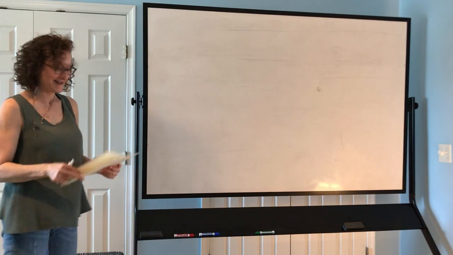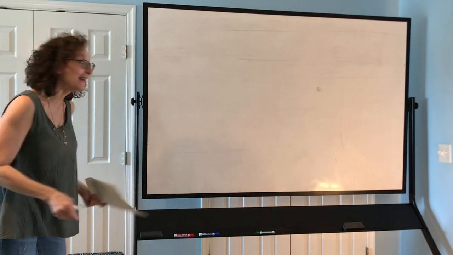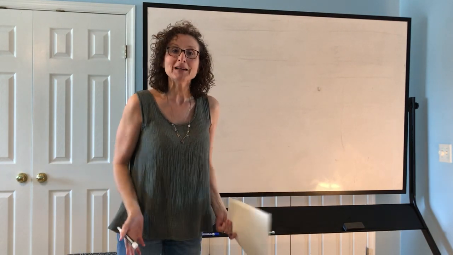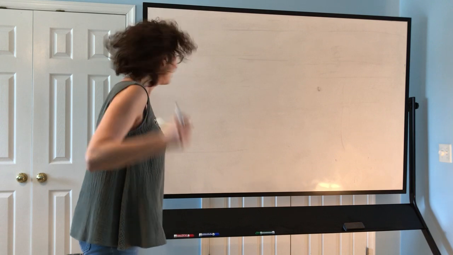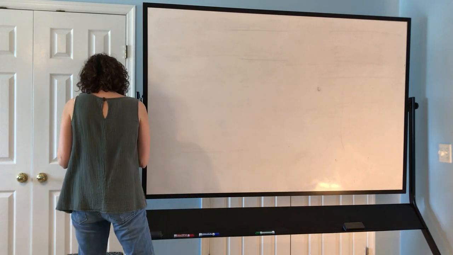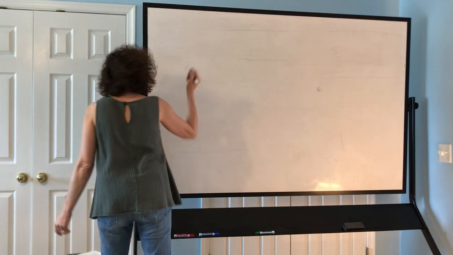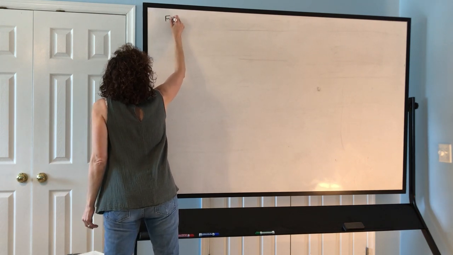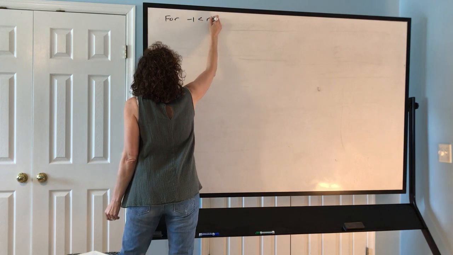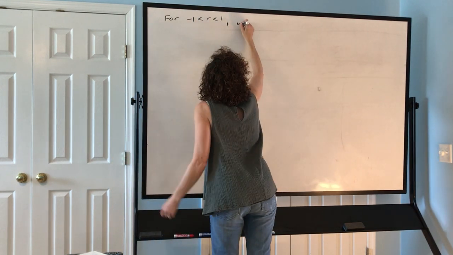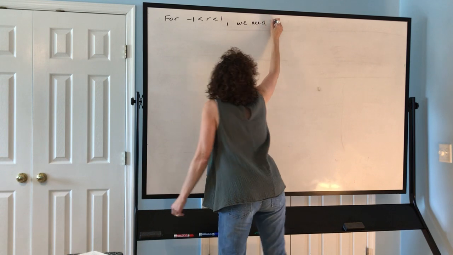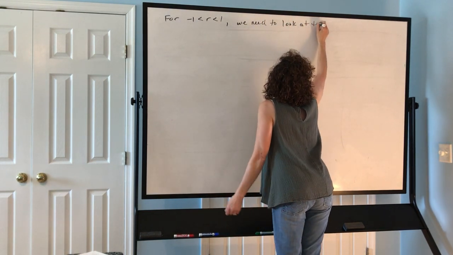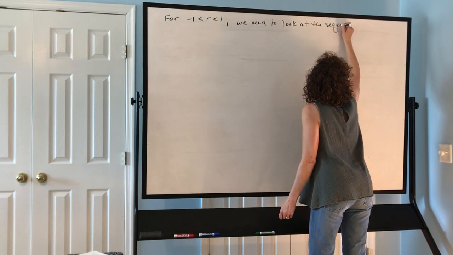Very good. I think I heard someone say, oh, we have to look at the sequence of partial sums, right? We've got to find Sn. Yay! Okay. All right. So let's do that. So for -1 less than r less than 1, we need to look at the sequence of partial sums.